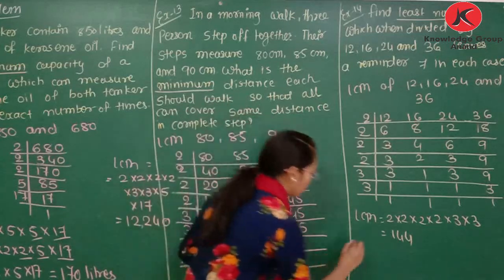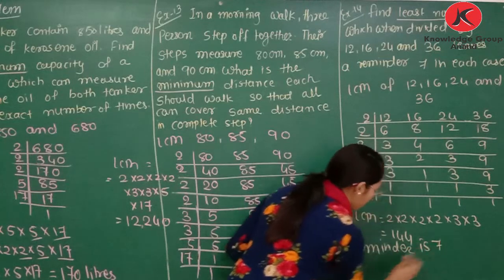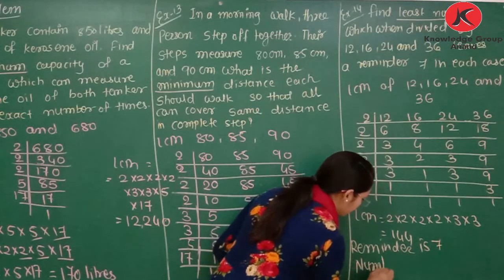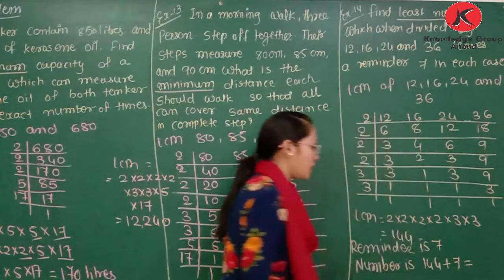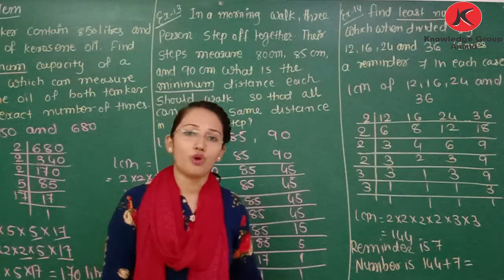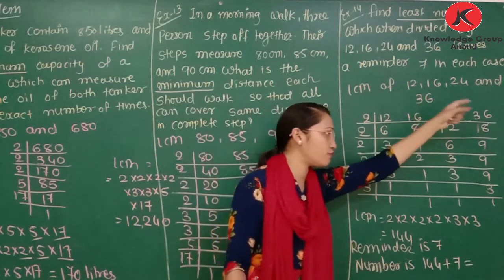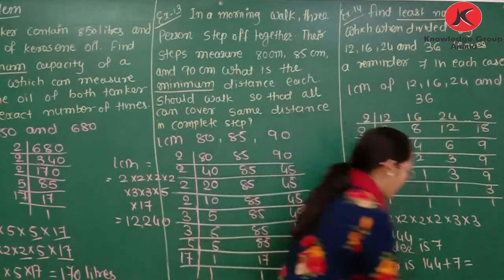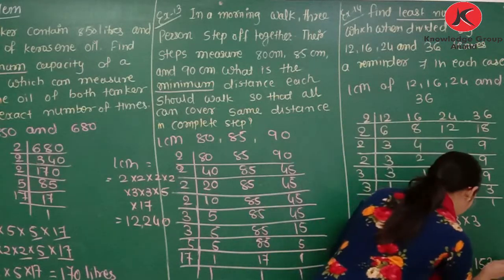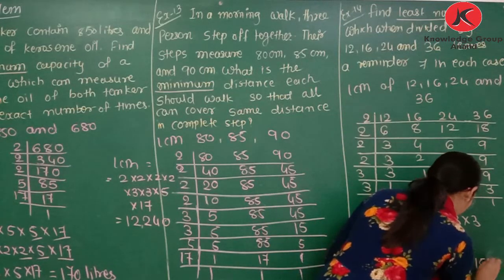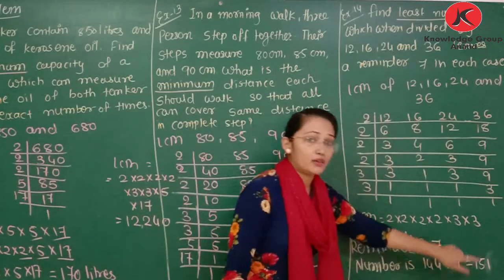That's why we can write remainder is 7. So the number is 144 plus 7. If we add 7 to 144, it always gives the remainder 7 when it is divided by 12 or 16 or 24 or 36. If we get the answer, that is 151. So 151 is the number that gives the remainder 7.